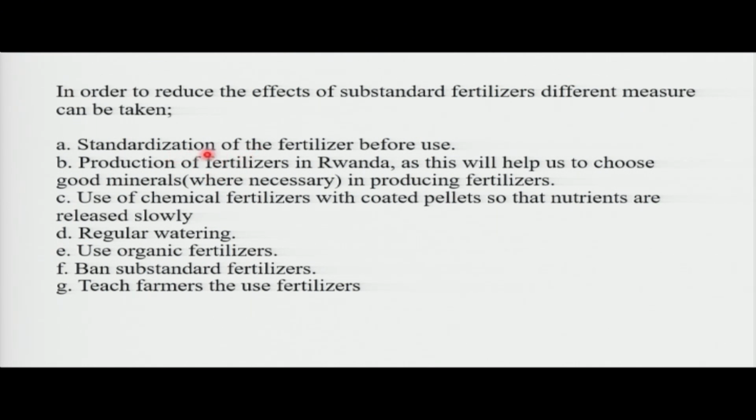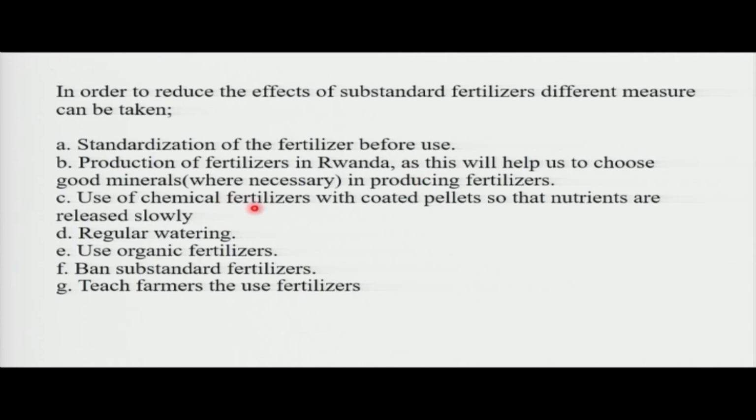So first thing, we should standardize our fertilizers. We help ourselves with the RSB, which helps us to standardize or check on the fertilizers which are on the market. Then, with production of fertilizers in Rwanda, RSSB can easily check them. And also before they enter the country, we carry out that check.